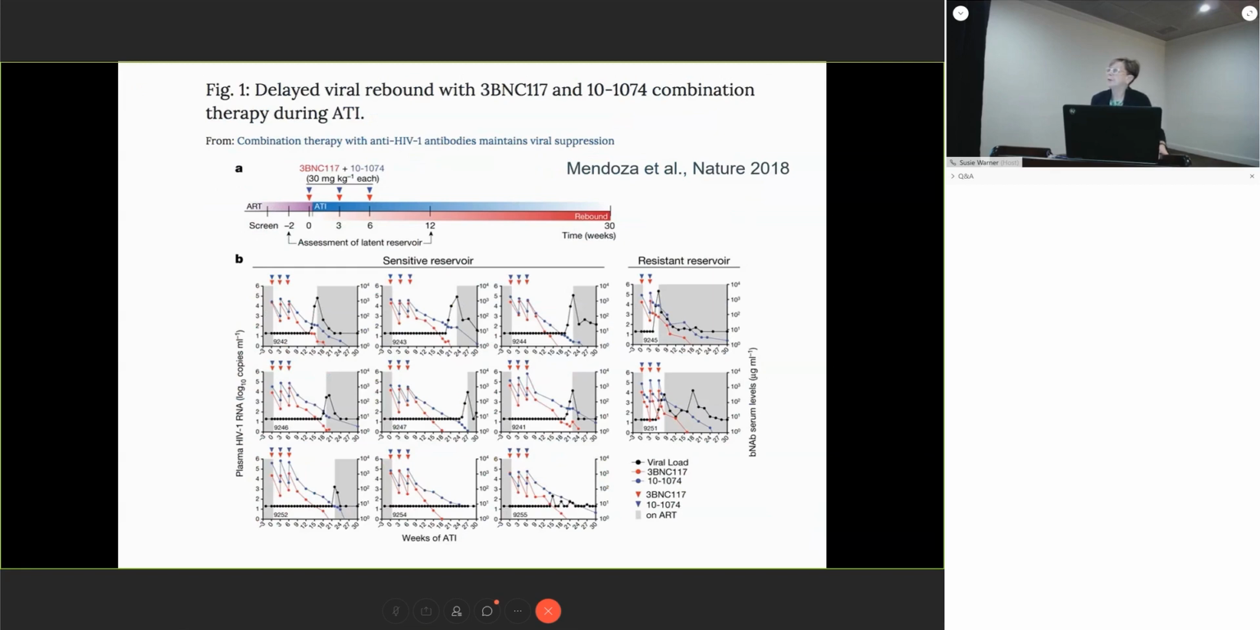This is a really beautiful paper. It's got a lot of information about escape variants and how the antibodies are contributing to selection. I want to just throw in a caveat, though: in all of these studies, this is very early clinical work, and these people were very carefully selected to be sensitive to these antibodies.